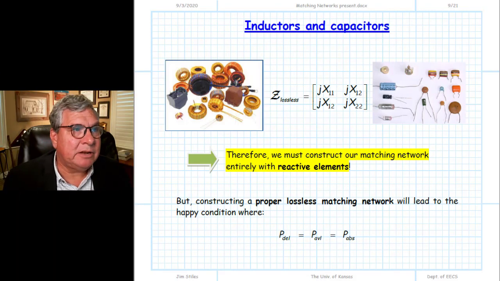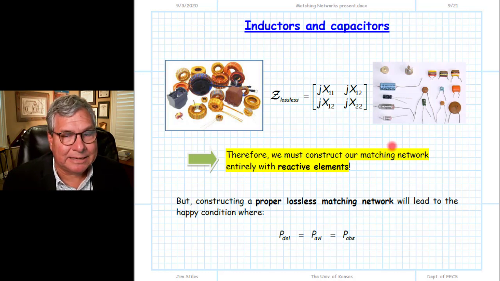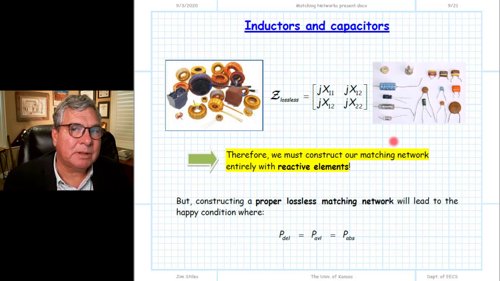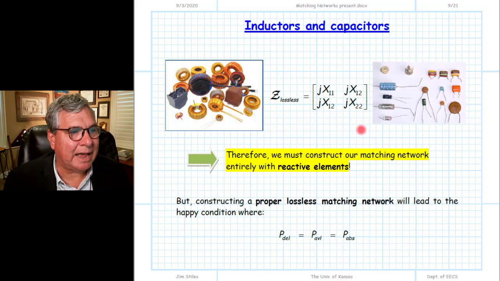So we need to make our matching networks out of reactive elements. And of course, reactive elements include inductors and capacitors. Later on, we'll find that we can also use lengths of lossless transmission lines as reactive elements to make matching networks. In that case, basically, the transmission line has inductive and capacitive components, as we'll find out later. So it's still the idea of building the structure out of reactive elements.